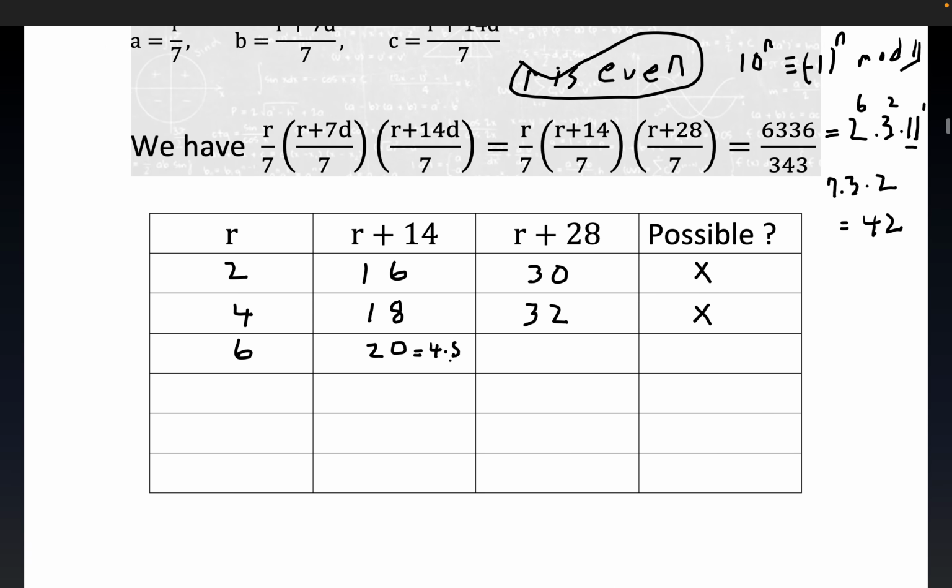Okay, so 20 is equal to 4 times 5. All right, and notice that 5 is not in the prime factorization. So without even computing R plus 28, we can say this is impossible, right? So not possible. See, we're not doing direct calculations. We're just comparing to the prime factorization. That is cool. All the work was done finding the prime factorization.